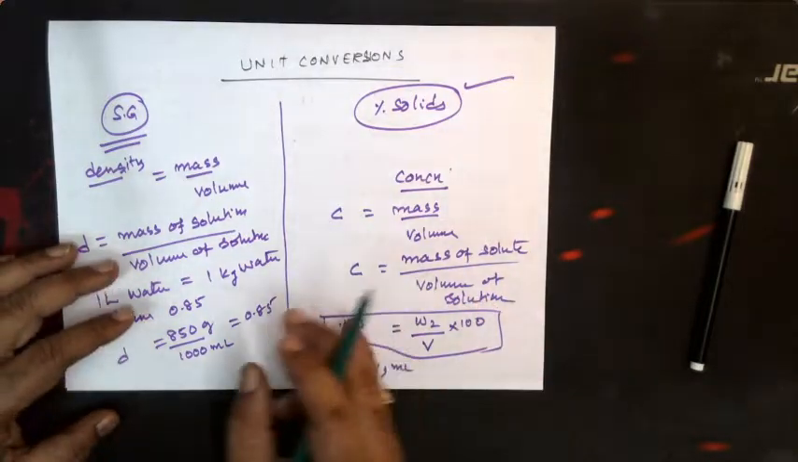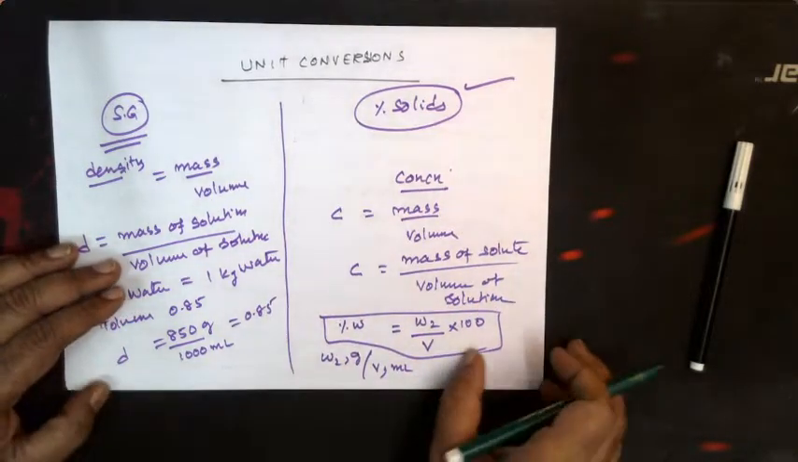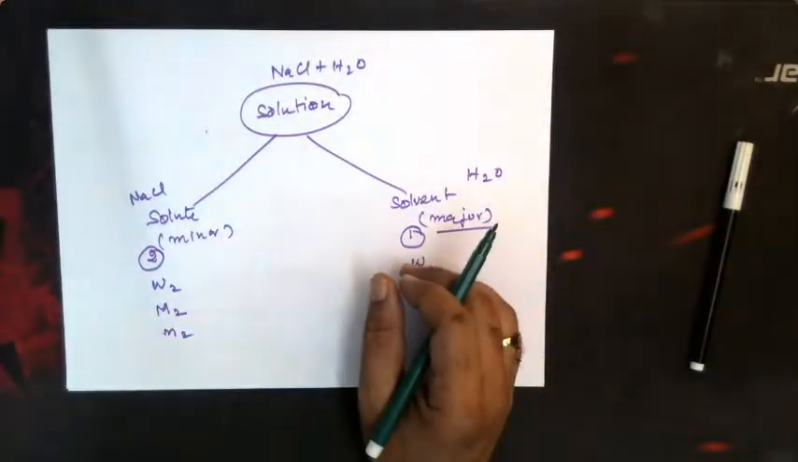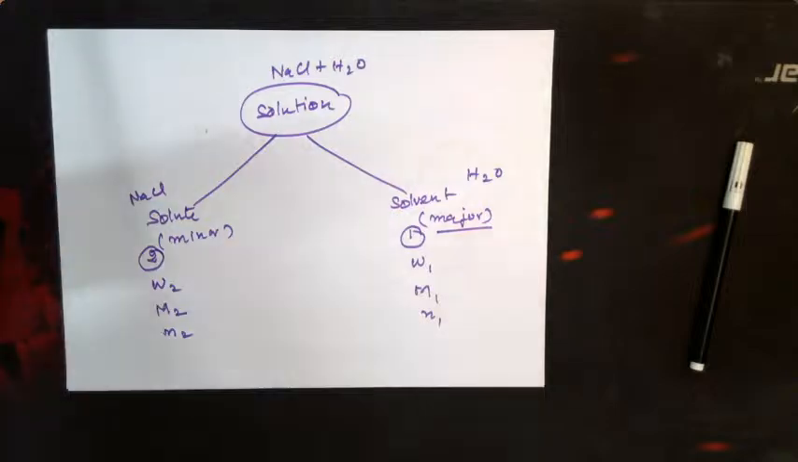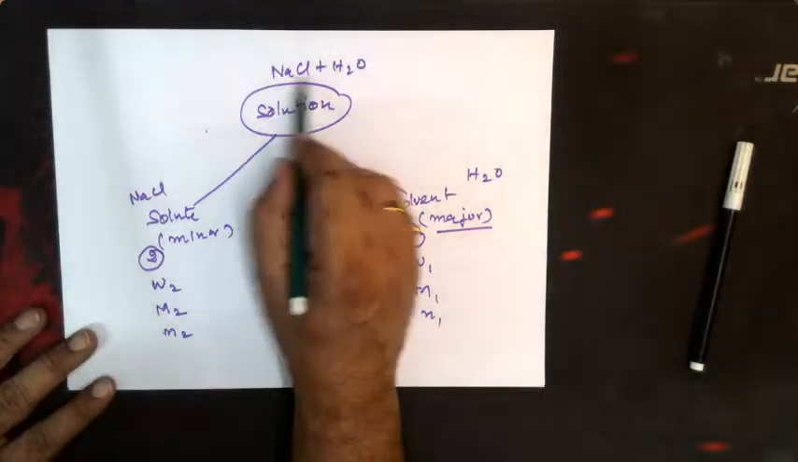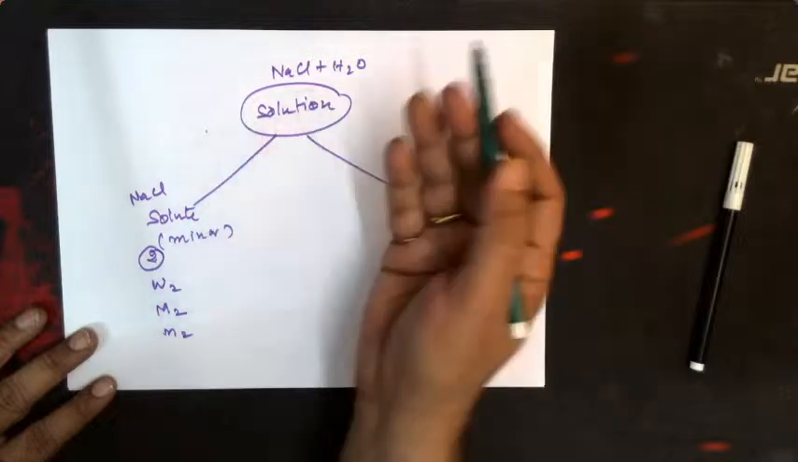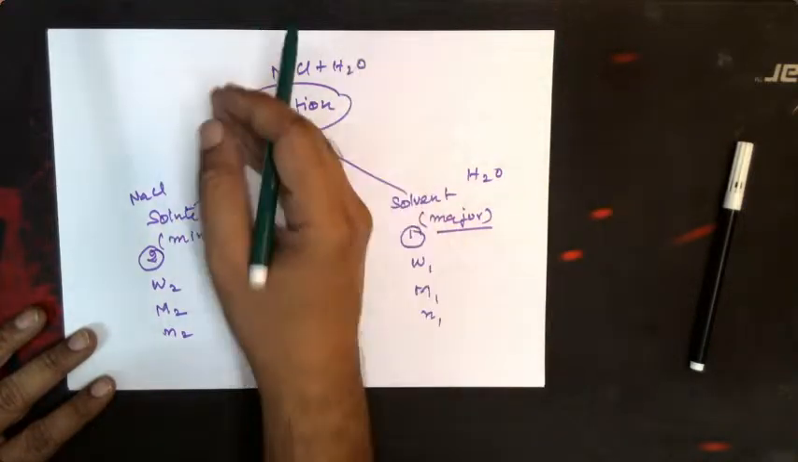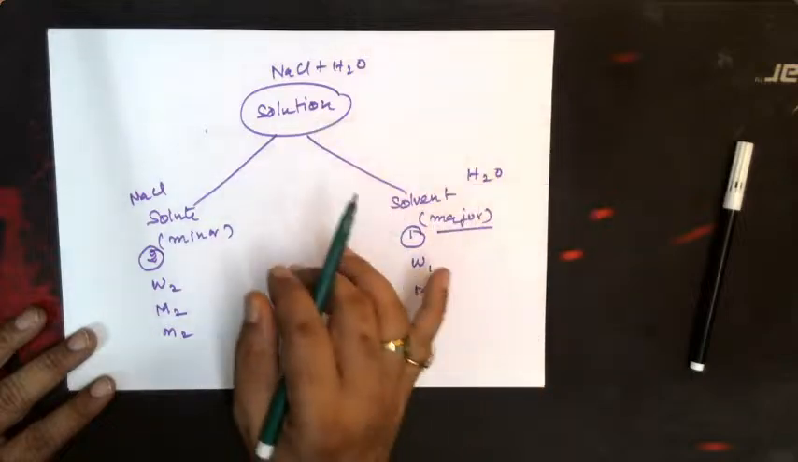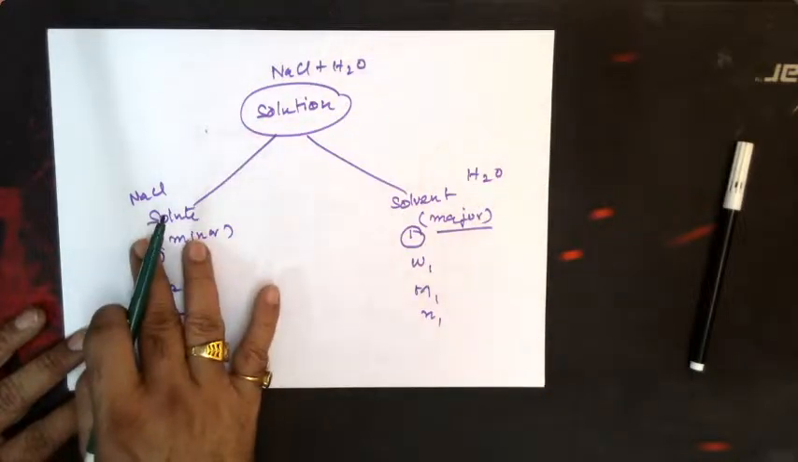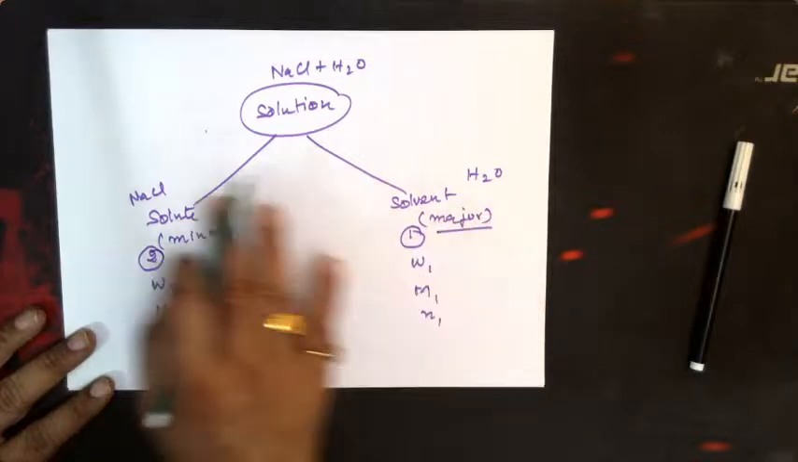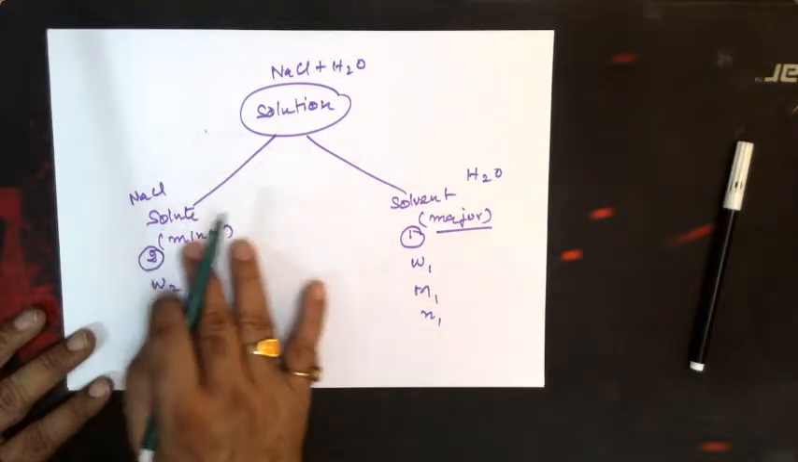Now I would like to throw some light on the solution also. Okay. Now let me discuss solution so that you can have a better understanding about this. So we have got a solution. You may take a pinch of sodium chloride and dissolve it in water, so you get a sodium chloride solution. So the main ingredients are sodium chloride as a solute, and water as a solvent. Sodium chloride is the solute because it occupies the minor portion.